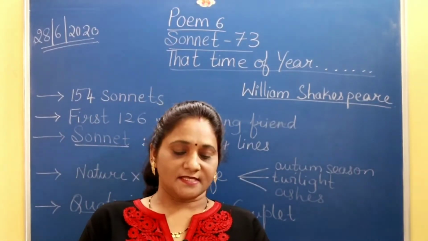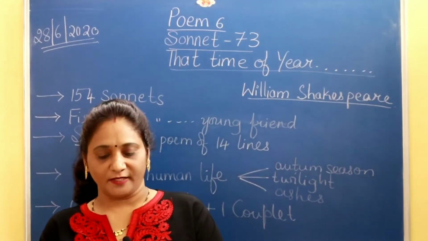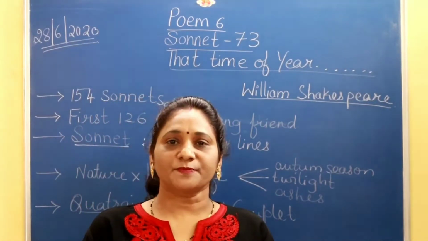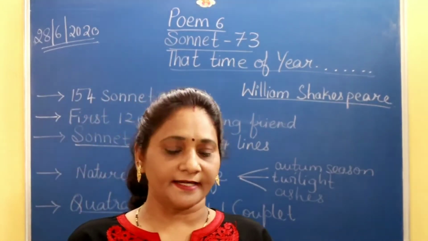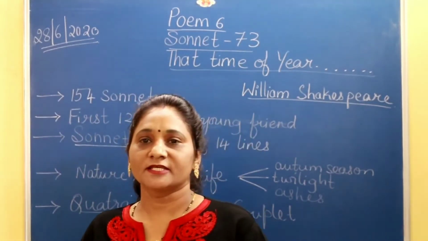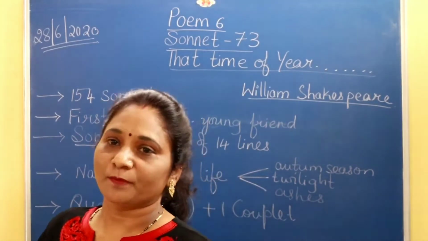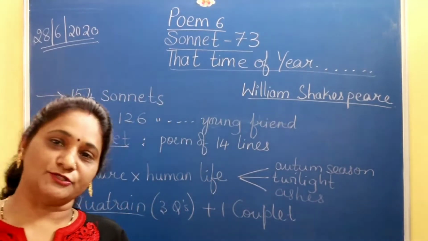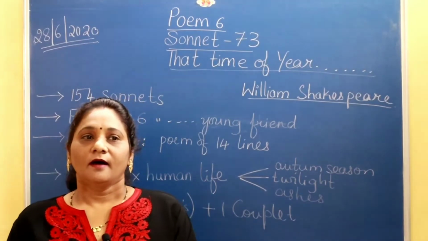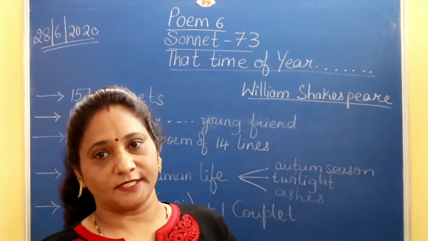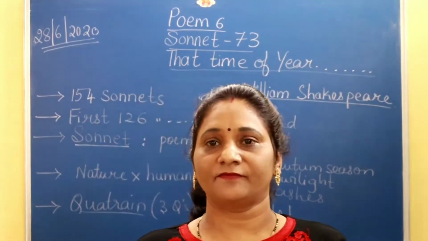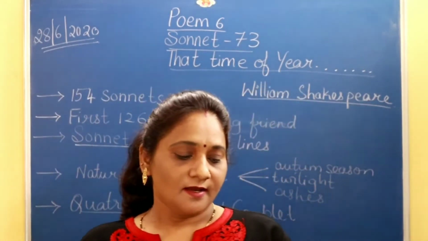First, let's discuss the poet William Shakespeare. William Shakespeare was the greatest English dramatist and a poet. He is best known for his play Romeo and Juliet. William Shakespeare has written 154 sonnets.